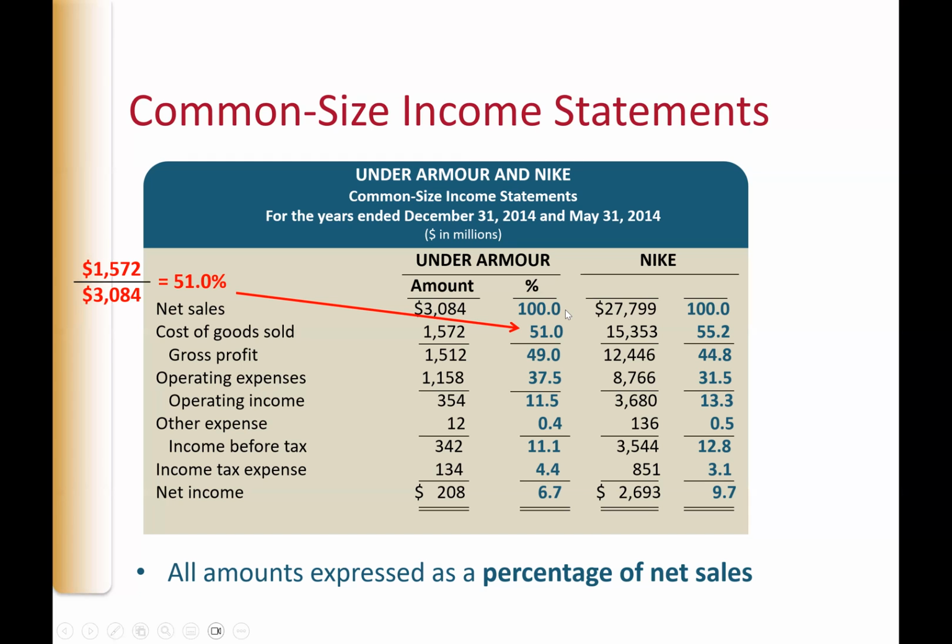Okay, so you see again, what we did is with cost of goods, we take the 1,572, divide that by the 3,084 to come up with our percentages. And again, we start at sales, we end up at the net income. We see here Under Armour was at 6.7% net income to sales, and Nike was at 9.7%. So it looks as though, in this case, Nike's profitability is better.